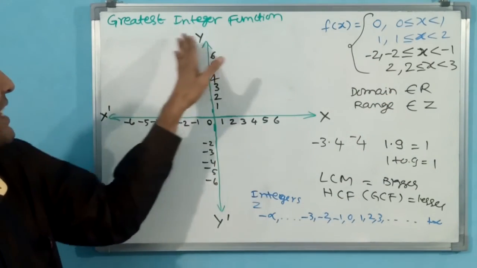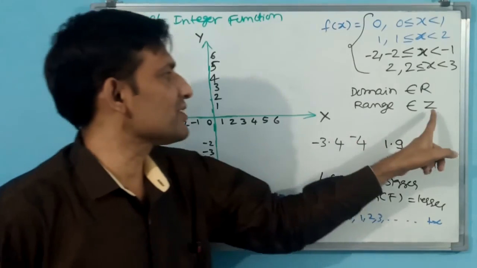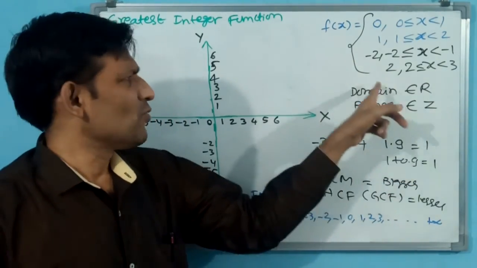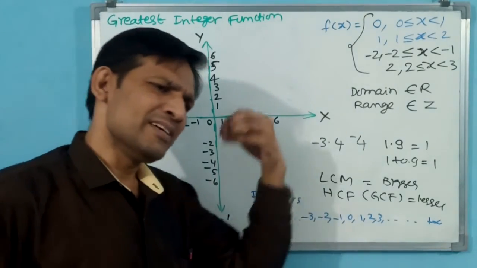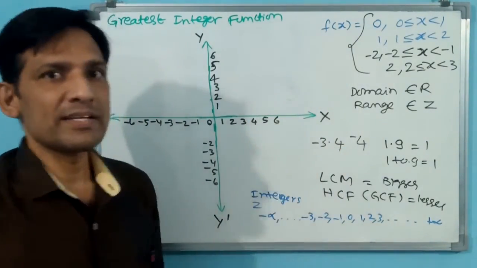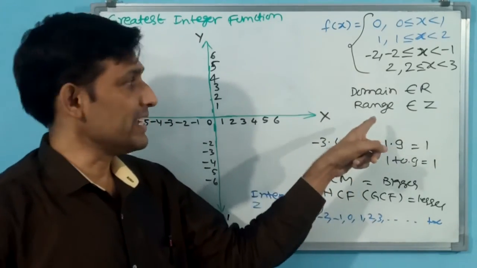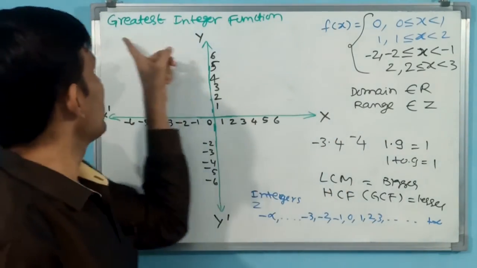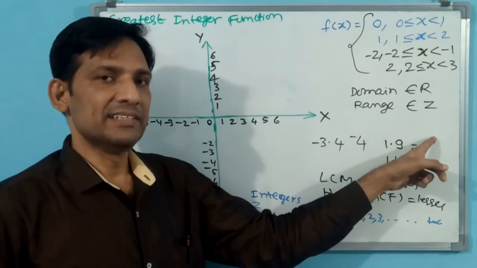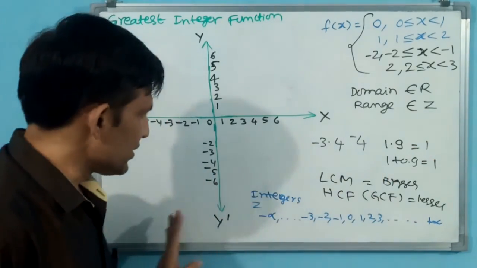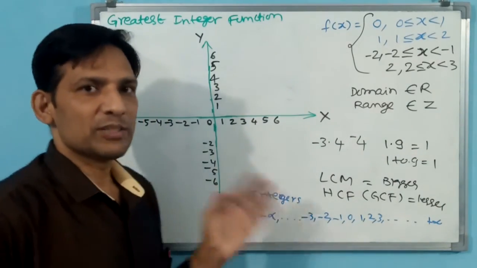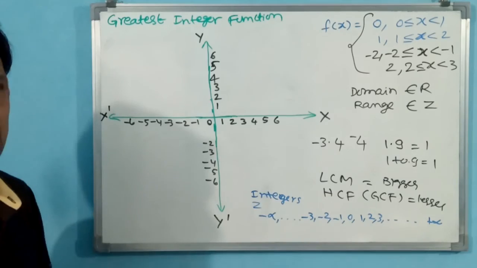That means the greatest integer function's range is integers. In a question, they don't ask domain. They know that any real number they can feed as an input. But what output is coming? Range. Range only they ask. That is why for the greatest integer function, the range you have to keep in your mind: Z, integers. Why? Because integers only will come as output. That is the concept of the greatest integer function.